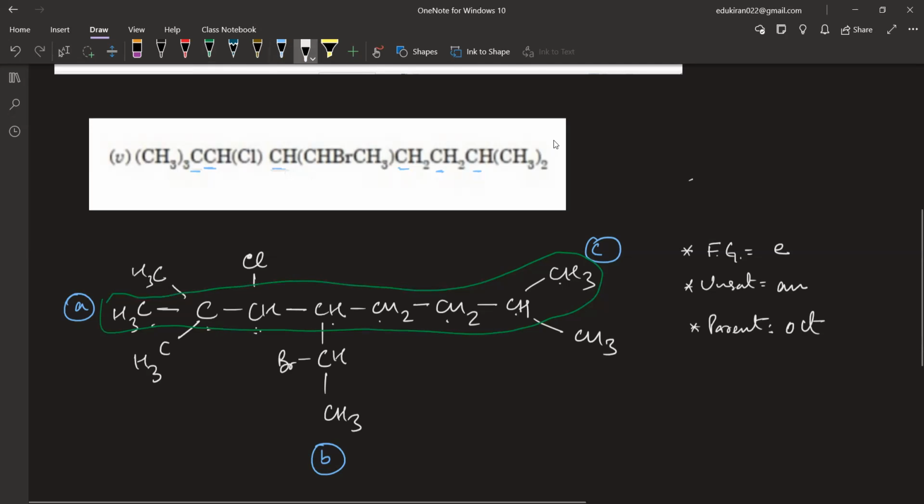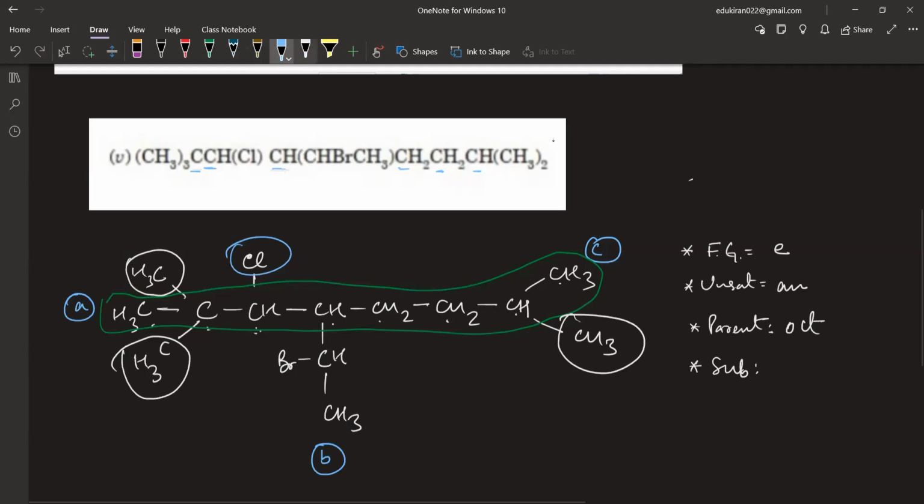Now what is a substituent? Anything that remains after the identification of the parent is a substituent. So we have 1 CH3, 2 CH3, 3 CH3, then we have 1 chlorine, and then we have this group. Okay, so we'll come to that group later on.